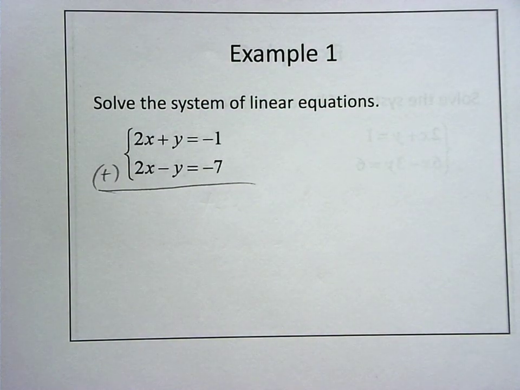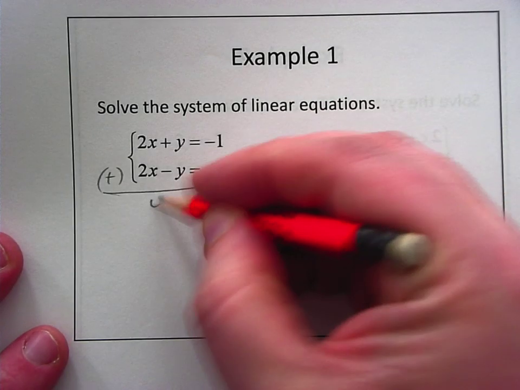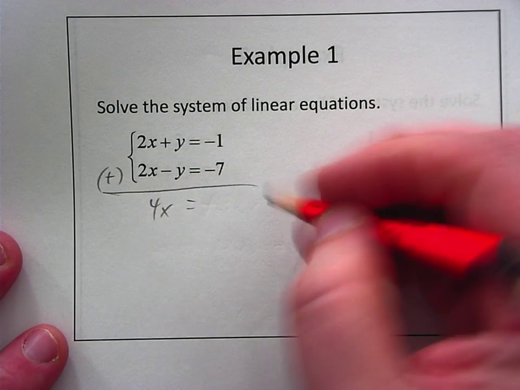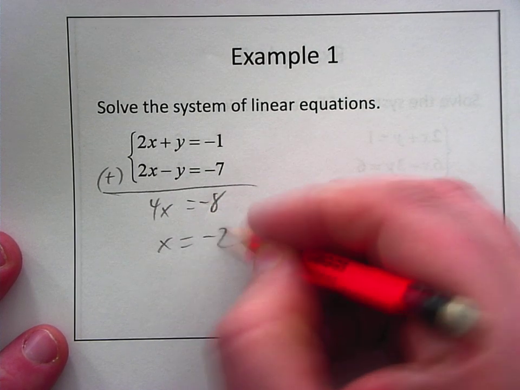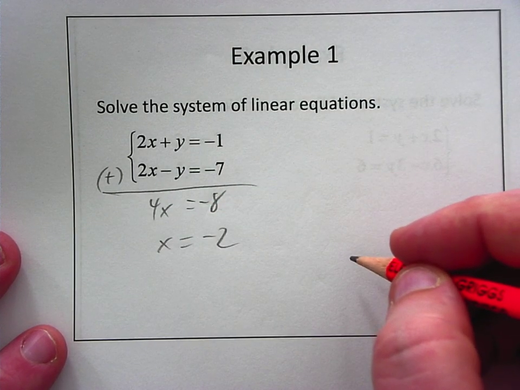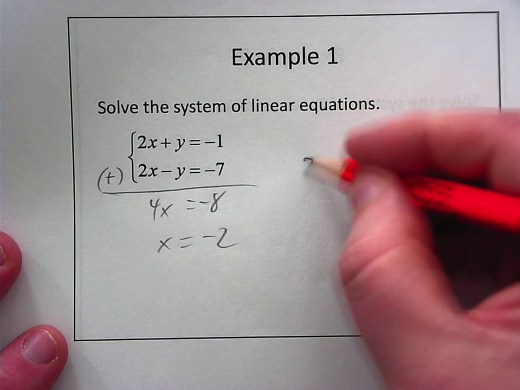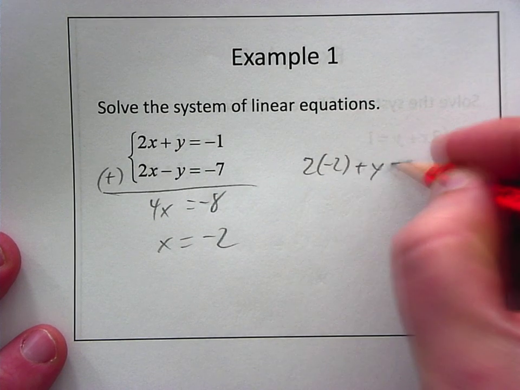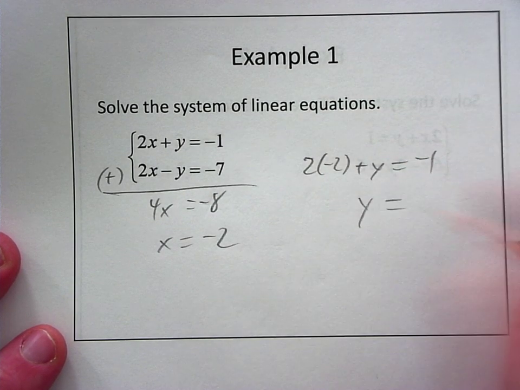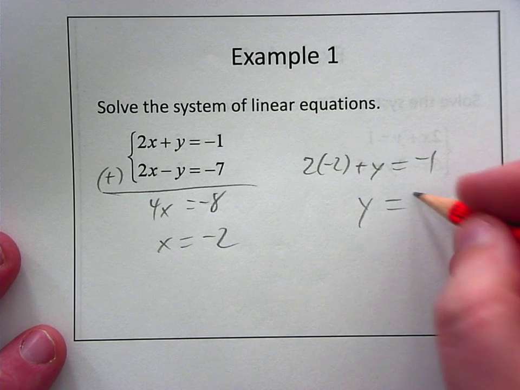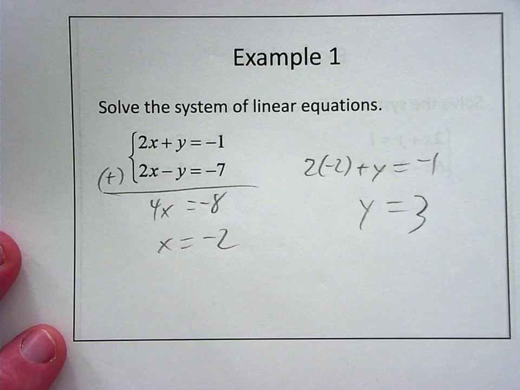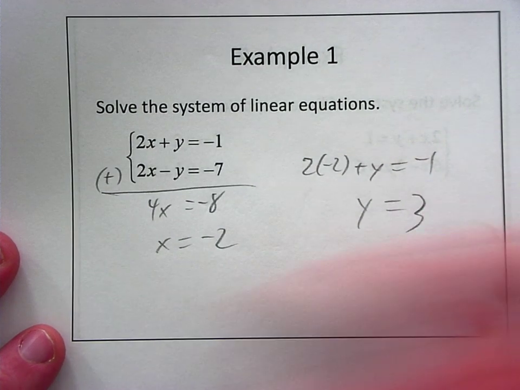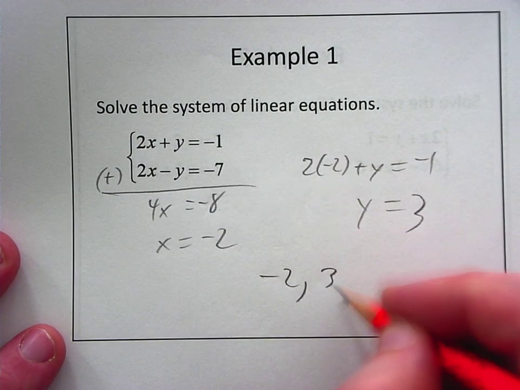What do you end up with on the left side of the equal sign? On the right? -8. So x is equal to -2. Then what? Plug it in, so you have 2 times your -2 plus y equals -1. So y is going to equal 3. You have -4 plus y equals -1. Add 4 to both sides. So you get -2, 3.